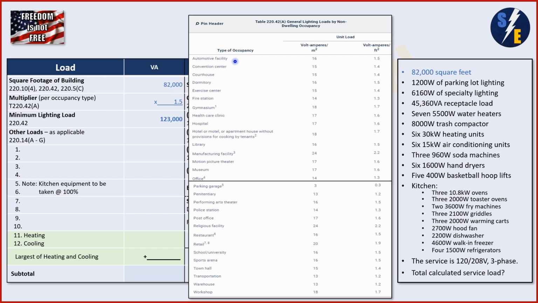So we're going to go to this table. Over here on the left is our occupancy types. We're going to follow this down until we find school down here, and that tells us that we have a multiplier of 1.5.